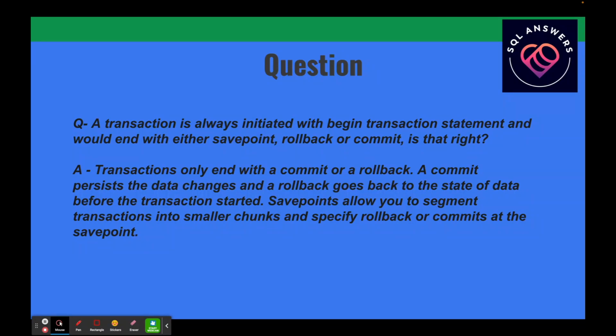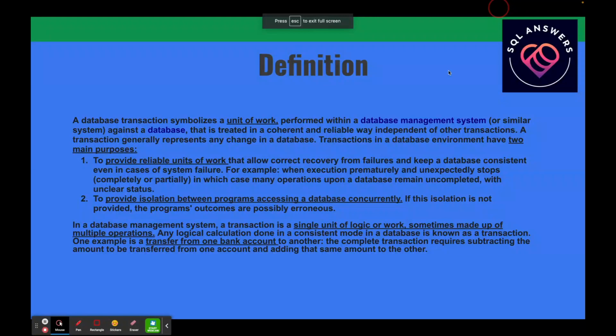Transactions only end with a commit or a rollback. A commit persists the data changes, and a rollback goes back to the state of the data before the transaction started. Now, save points are kind of like segments of a transaction. They allow you to segment the transaction into smaller chunks and specify the rollback or commit to go to that save point.